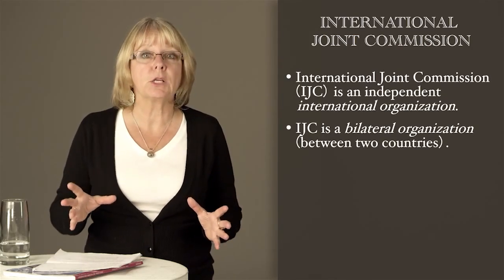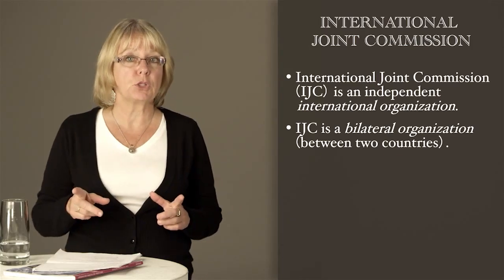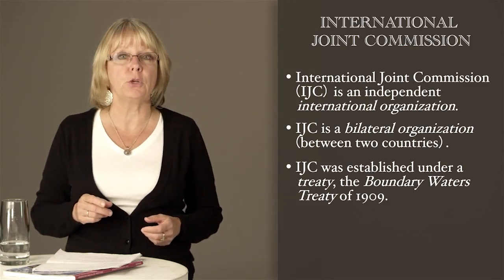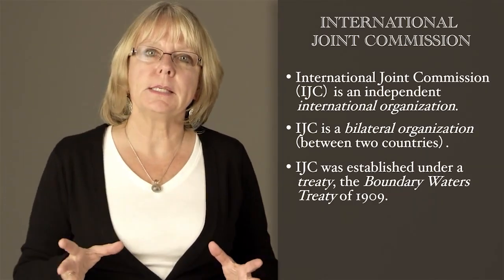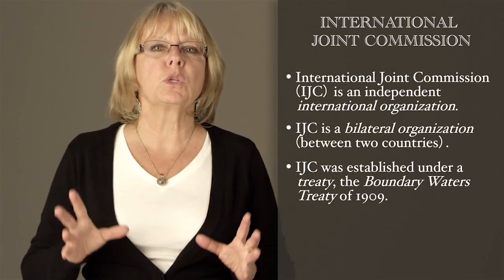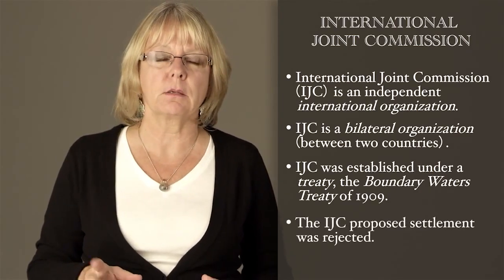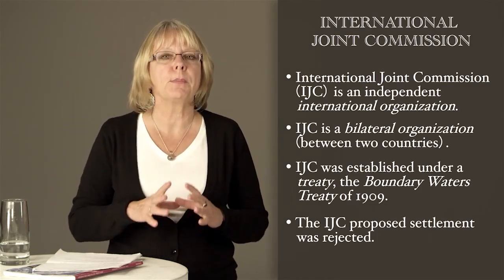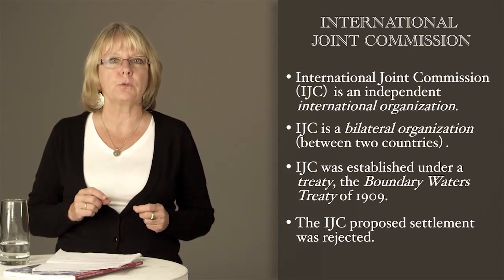Canada and the US cooperated in referring the case to the International Joint Commission, or IJC. The IJC is an independent international organization established by the two countries under a treaty called the Boundary Waters Treaty of 1909. The IJC made a recommendation in 1932 for settlement, but the settlement was far less than the Americans expected and was rejected. Eventually, the two countries signed a treaty to set up an arbitration panel to decide the issue.